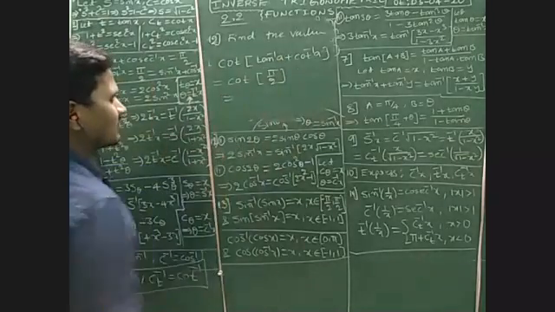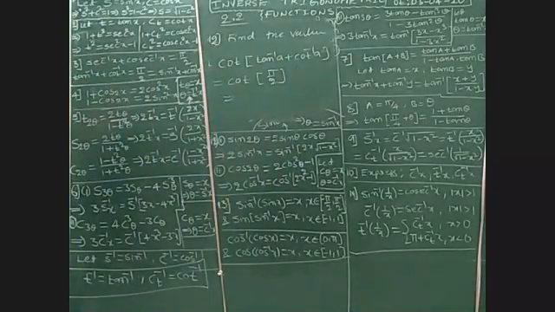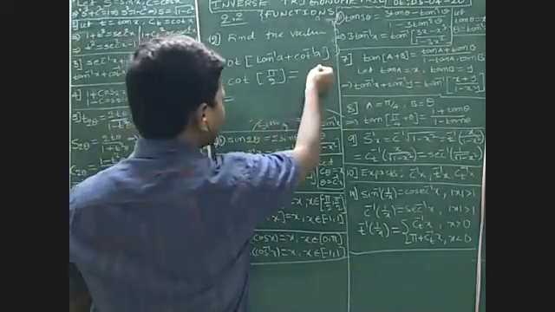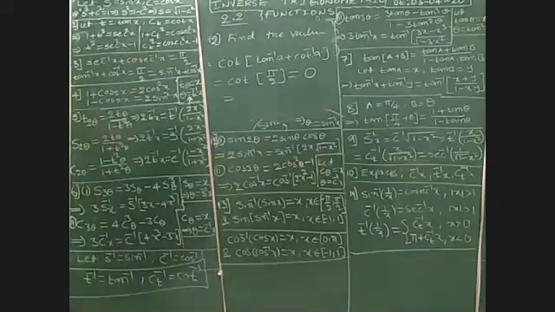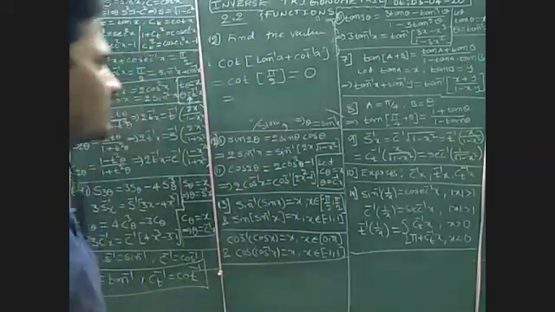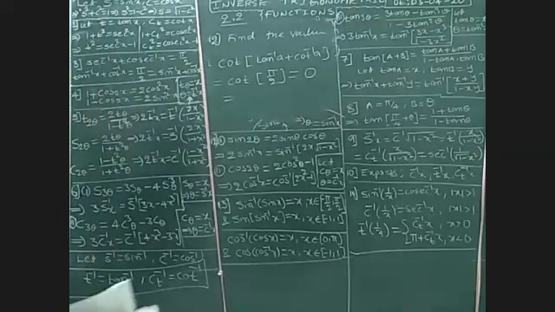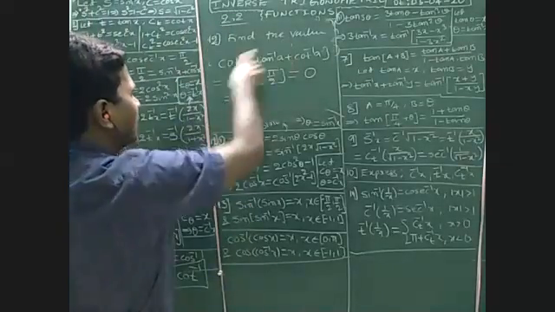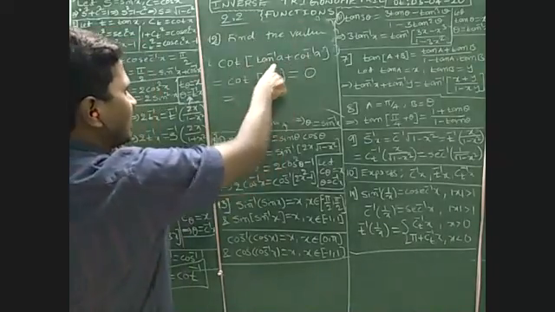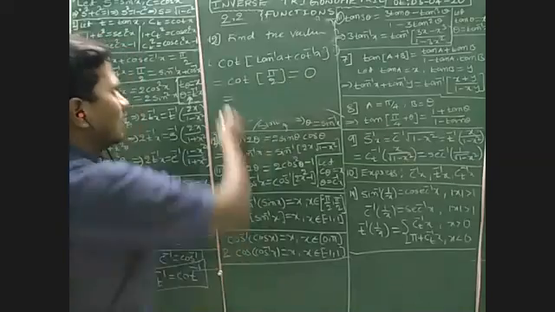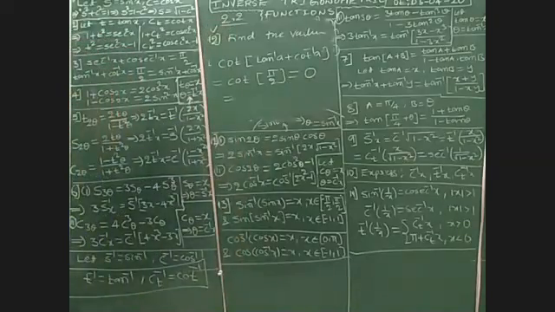So what is cot 90? Cot 90 is cos 90 by sin 90, which is 0 by 1, that is 0. So the 12th answer is 0. This is the 12th question: find the value of cot of tan inverse A plus cot inverse A. The value inside is 90, and cot of 90 is equal to 0. So the 12th question is completed, and it is based on this third formula. Now let us see one more question.